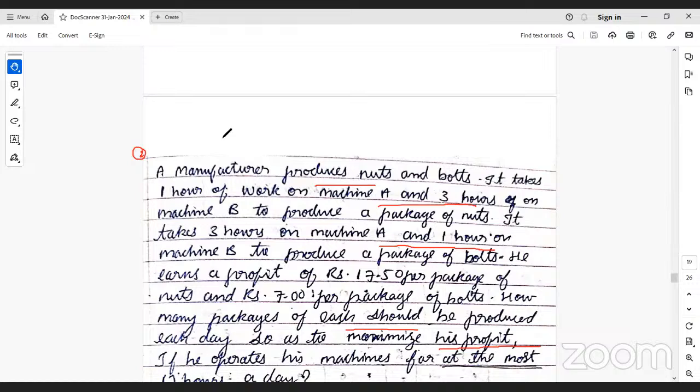Anybody who has answered in the chat box, X and Y, quickly. I have given you the hint now. The hint is the unknown things must be considered as X and Y. So see here, they have given a hint. How many packages of each should be produced each day? So what will be X and Y? Quickly, anybody? Bharat, Kirtana, anybody? Be quick. One of you can answer quickly. What must be X and Y?